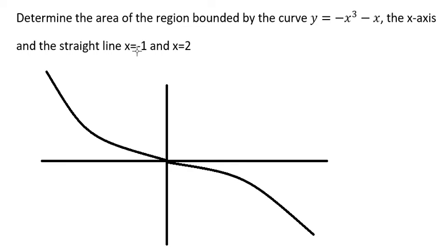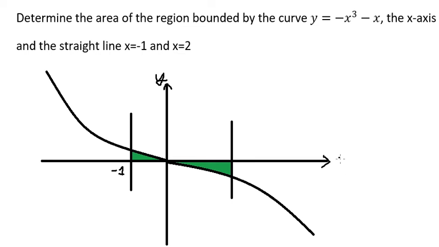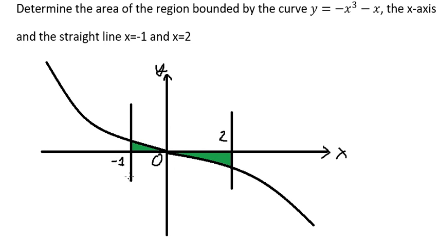So x equals negative 1, that's the line in here. x equals 2, that's the line in here. The area we need to concentrate on is this one. So we want to find this area in here and here.